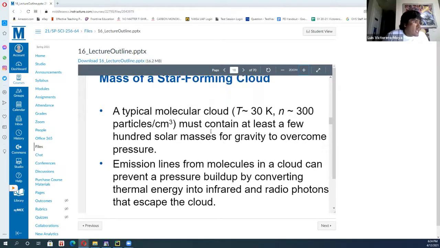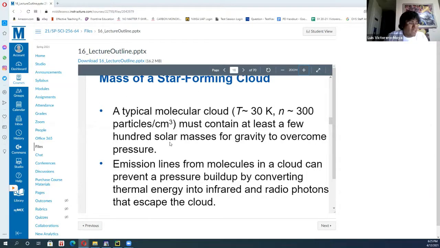So here it is, that's the typical molecular cloud. And as I said, you can have a few hundred solar masses, and that will be kind of enough for gravity to start overcoming pressure. All right. The emission lines of molecules like carbon monoxide prevent the pressure from building up. And then they can convert thermal energy into infrared and radio photons, which is why we can actually see them in those wavelengths. Okay. So that's important.